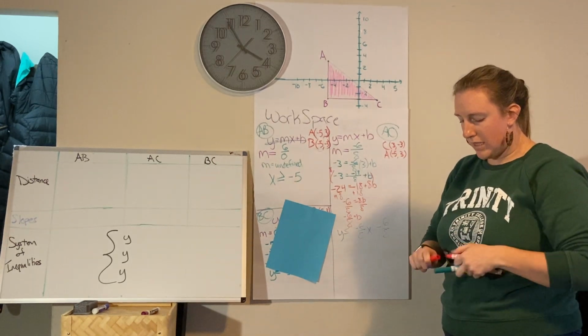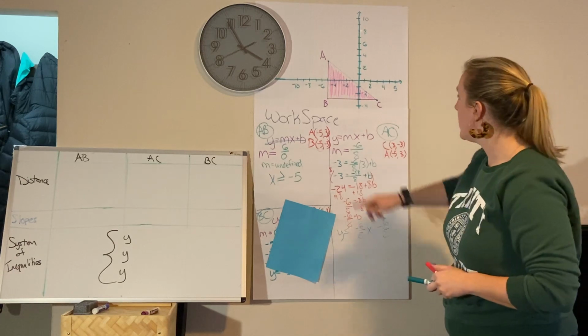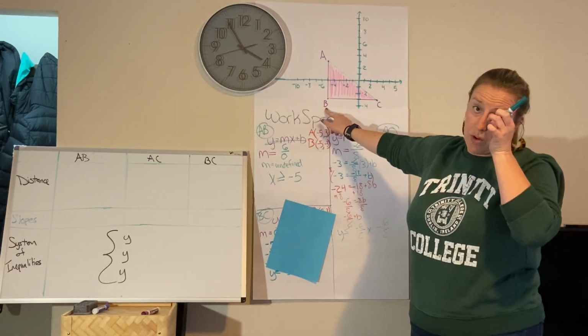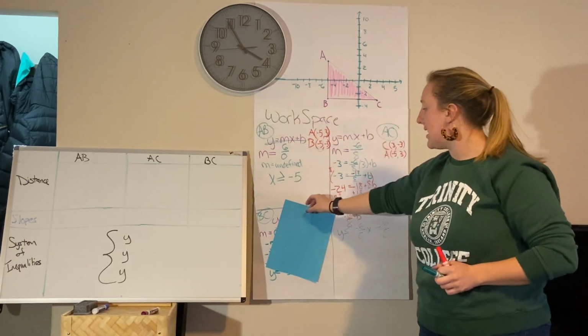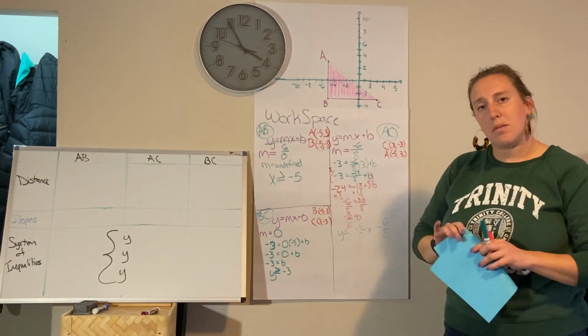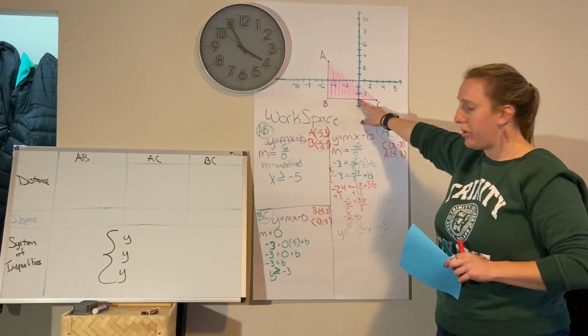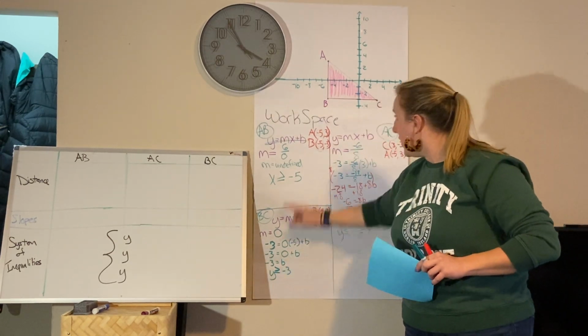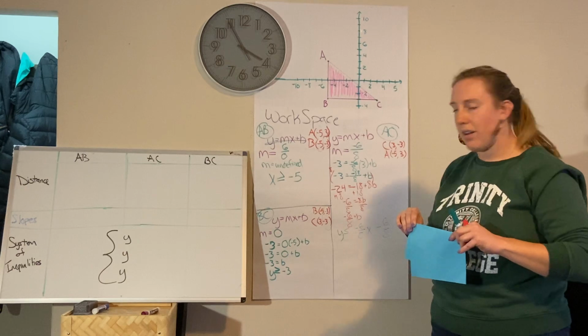Just like last time, to save some time, I did that third one for us, our BC. For BC, we actually have a horizontal line, which hopefully you remember means it is a y equals. So my slope is 0. I just have to figure out what my y-intercept is. I intercepted at -3. So y is going to be greater than or equal to -3.